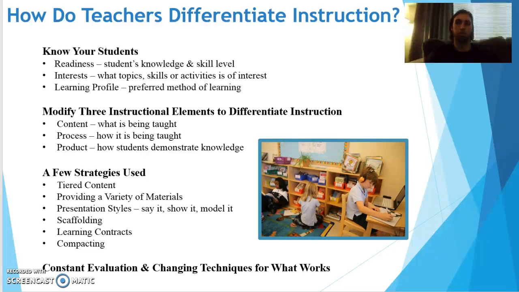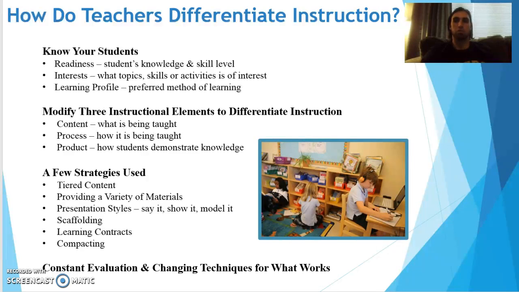Readiness refers to a student's knowledge and skill level in a particular subject area. A student's readiness level might vary by subject matter. A readiness determination can be made by using both formal or informal tests such as standardized tests or unit pre-tests. Teachers can also look at work samples and the student's academic record. Secondly, a teacher needs to know his student's interests. If a student is interested in a particular topic, skill, or activity, the teacher can then incorporate these.